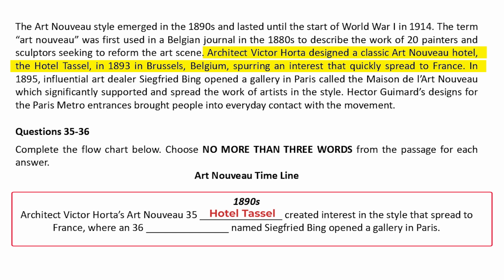Now for question 36, let's look at what it says about Siegfried Bing. The passage continues. In 1895, influential art dealer Siegfried Bing opened a gallery in Paris called the Maison de l'Art Nouveau. So the phrase that fits best in the blank is art dealer. You could also write influential if you want to be more specific. Influential art dealer is still within the word limit.